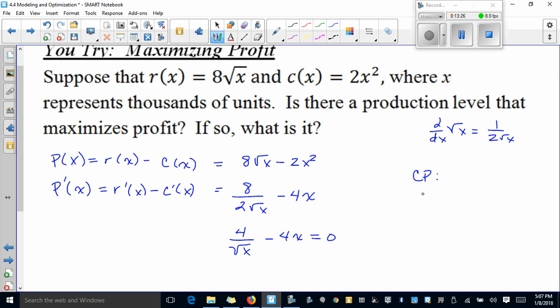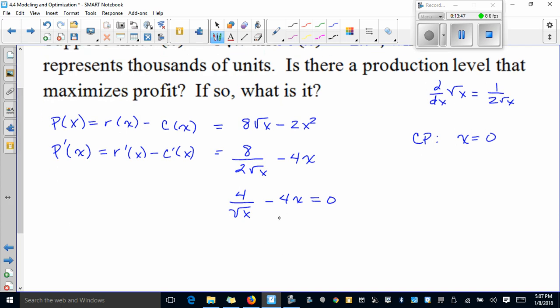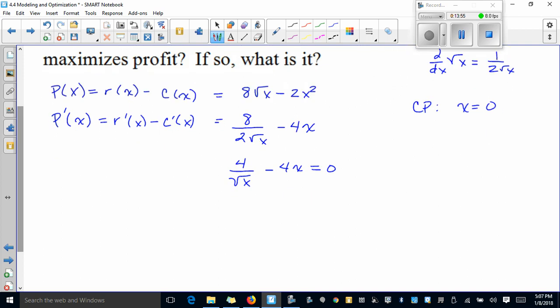Okay, so we need to just clean this up a little bit. So 4 over square root of x minus 4x equals 0. So I'm going to move this 4x over. So I get 4 over square root of x equals 4x. I'm going to multiply this side by square root of x over 4. That way it cleans up. And this side also by square root of x over 4. So these clean up and you're left with 1. But over here my 4's will cancel out, and I'm left with x square root of x.